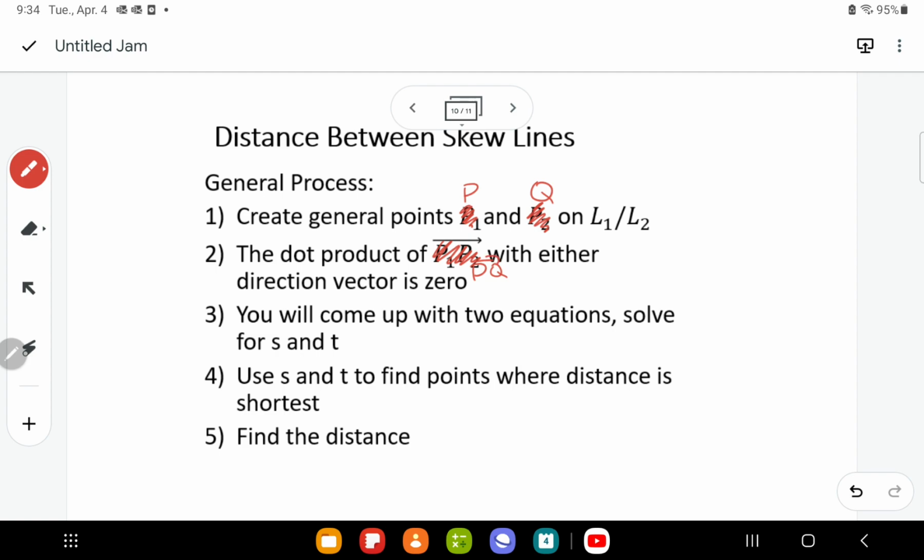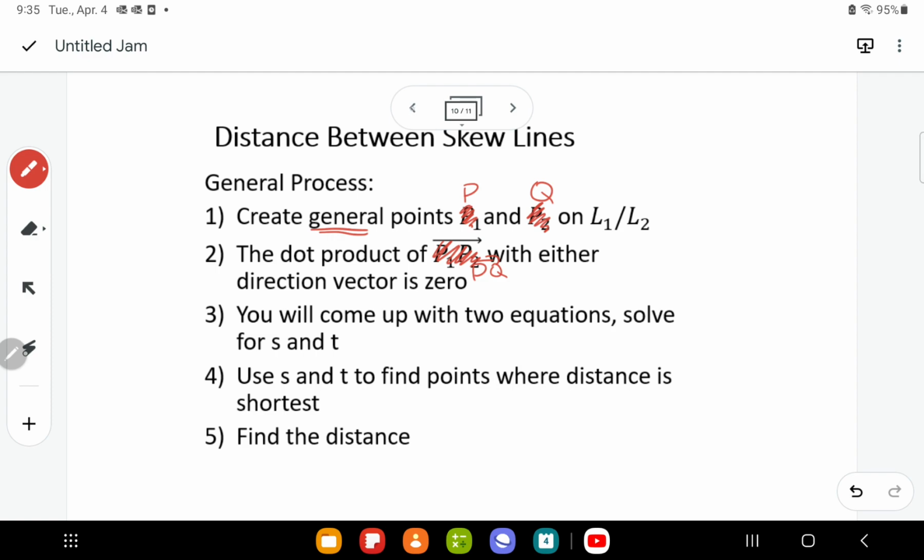Just to clarify that P is on L1 and Q is on L2. So we're going to create general points. And this is what you saw in the last example. It's very, very important to be able to recognize if a point is on a line or a point is on a plane, that you need to be able to use the parametric equation to make a general point if you don't know what that point is. Okay, then you're going to come up with two equations from the fact that the dot product with those direction vectors is 0. We're going to use those two equations to figure out our S and our T values.